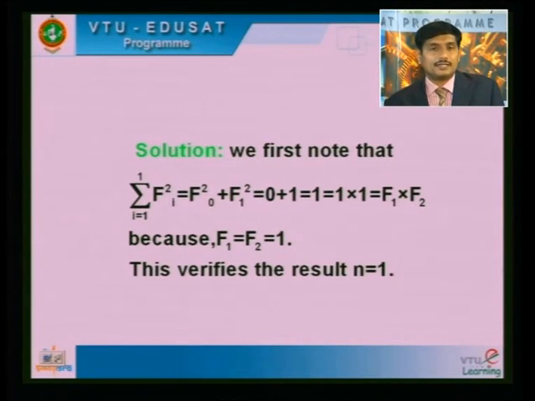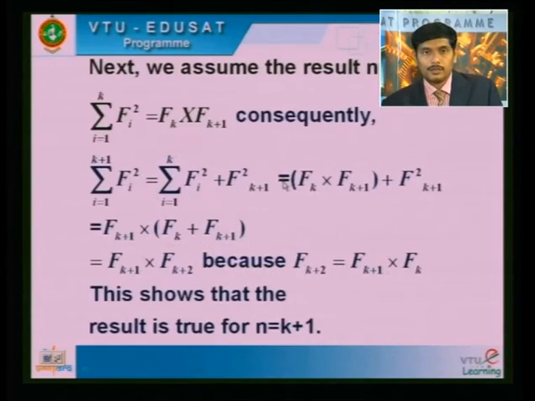Here we started with the base case. First we note that for i running from 1, fi squared means f1 squared. f1 is 1 and f2 is also 1, so 1 into 1 is 1. Then f1 and f2 are 1, and this verifies the base case for the induction proof we are giving here.